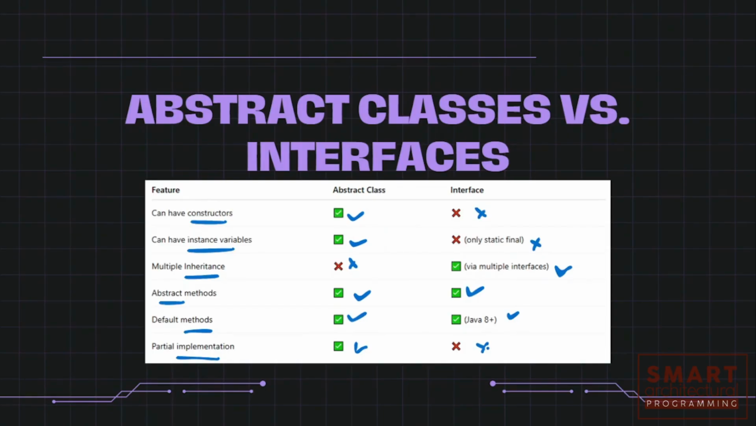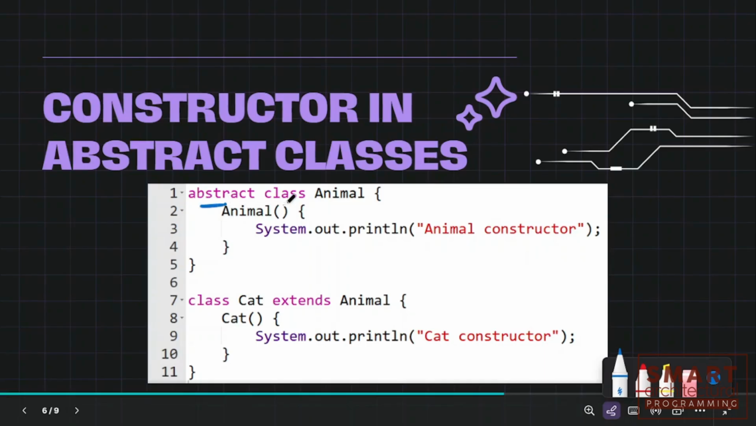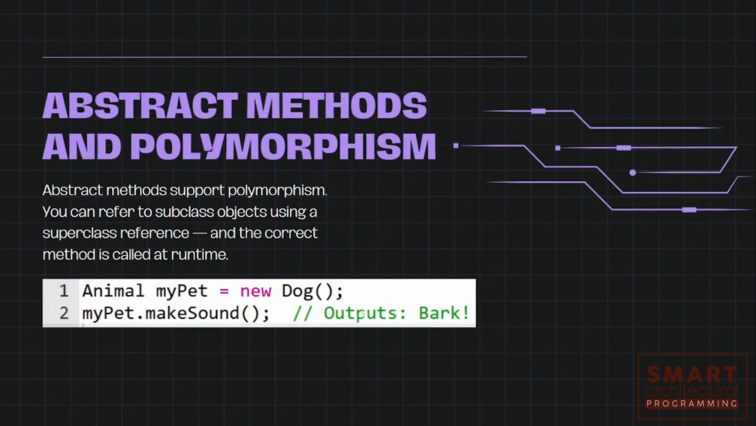So what about the constructor in abstract classes? Yes, abstract classes can have constructors, even though they can't be instantiated directly. Why? Because constructors are called when a subclass is created. So based on that premise, you can look at the code here. We're creating a Cat object that will call the constructor of both Animal and Cat. So we have an abstract class here called Animal, and then we have the class Cat that extends the Animal class here, right? It is useful for initializing common properties. So with that, let's move on to abstract methods and polymorphism.